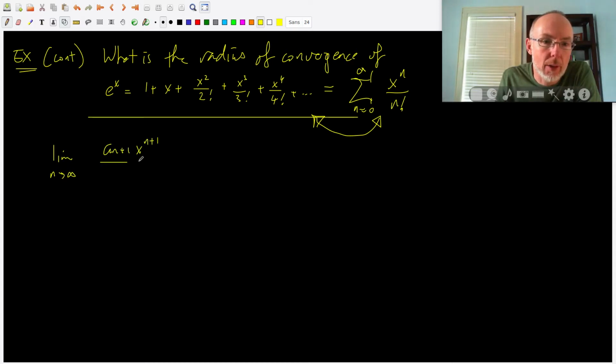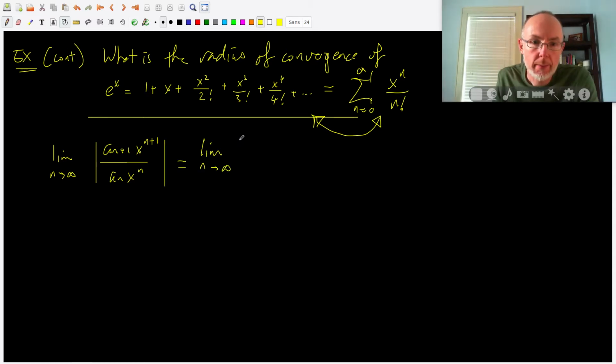And in this case, it's going to be a sub n plus 1 x to the power of n plus 1 divided by a sub n x to the power of n. And this is exactly what we were doing in the section on power series. So we're going to take that n plus 1th term, which in our case is x to the power of n plus 1 over n plus 1 factorial.